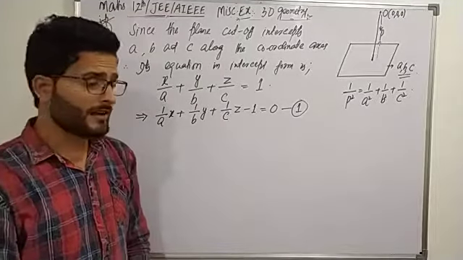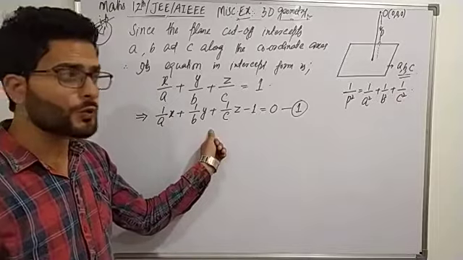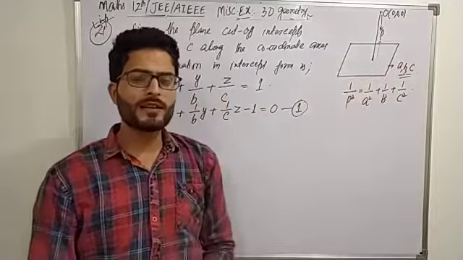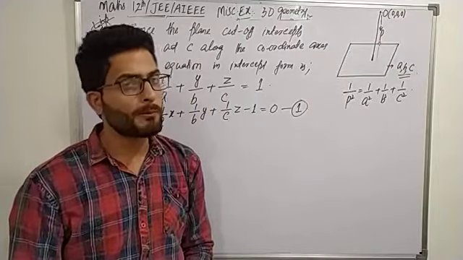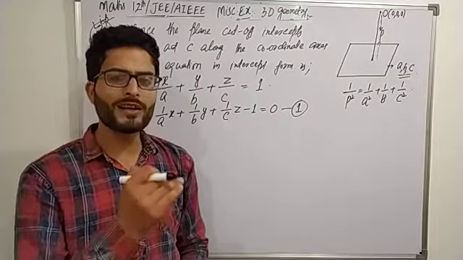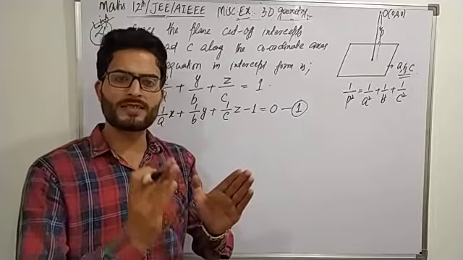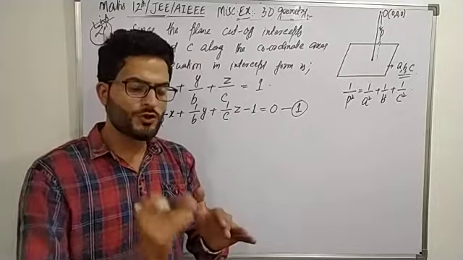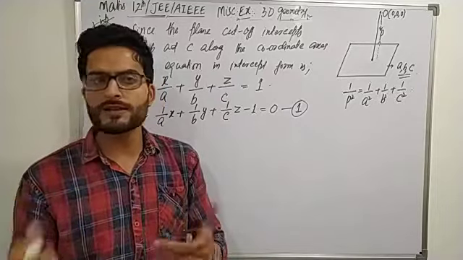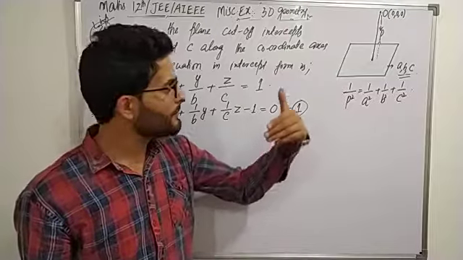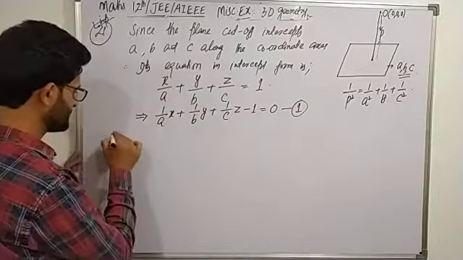Now it is given that ये plane जो है ये कितना दूर है from the origin? p units. So we will apply the distance of a point from the plane. So क्या होती है distance of a point from the plane? Mod of ax1 plus by1 plus cz1 plus d divided by square root of a square plus b square plus c square, right? So origin से ये plane कितना दूर है? p units.